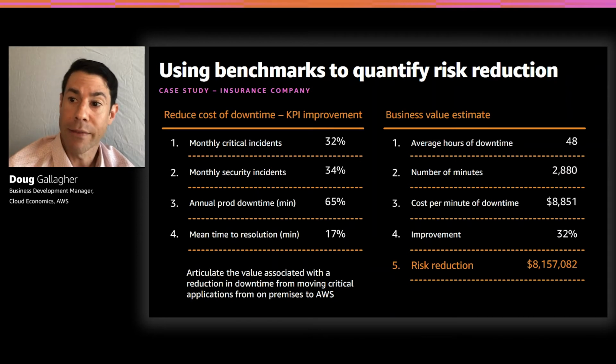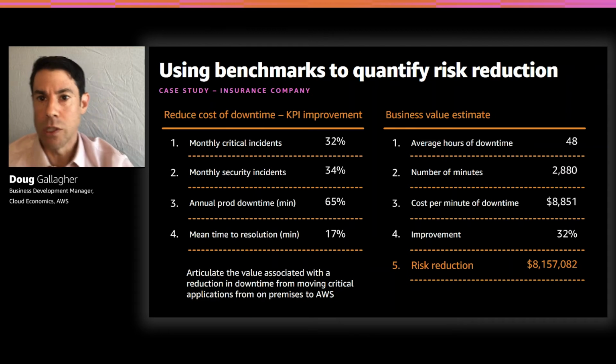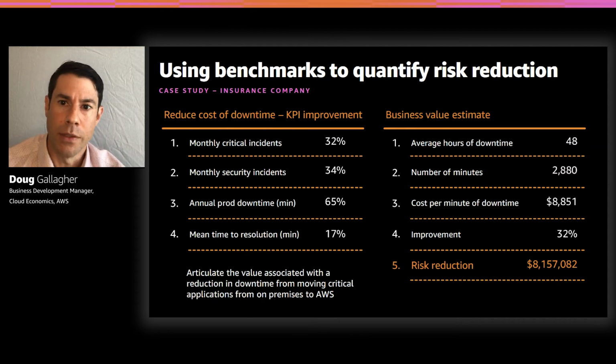So doing the math here on the right-hand side, the overall risk reduction is about $8.1 million. So this metric was actually used in the overall business case that was presented to the senior executives within the customer stakeholders as part of the migration investment proposal. So this is one example of using the benchmarks to actually help quantify the business value benefits. We can also use the KPIs for the business agility, such as revenue uplift or the developer productivity as well.